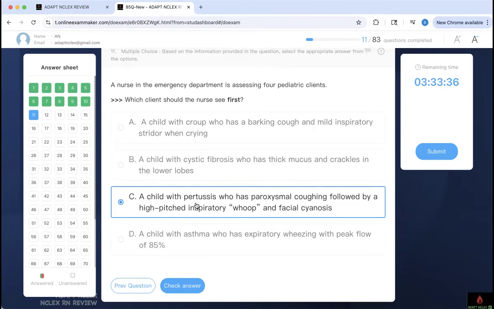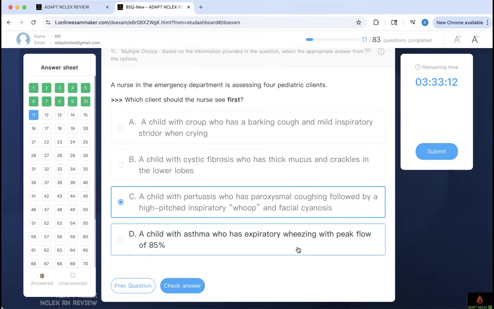Why? Pertussis, of course, I expect what? Paroxysmal cough. But what is the problem? High pitched inspiratory whoop, and they are having cyanosis. I expect them to have wheezing, and I expect them to have inspiratory whooping cough. But now there's a change, facial cyanosis. That means this is so severe, they're becoming hypoxic.